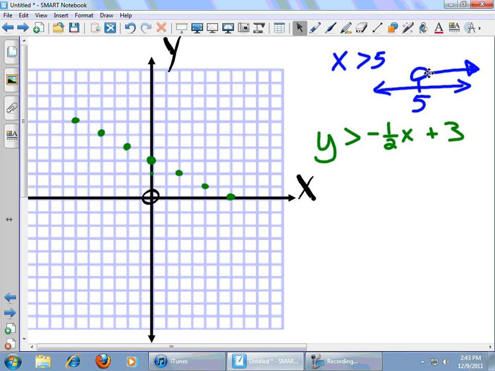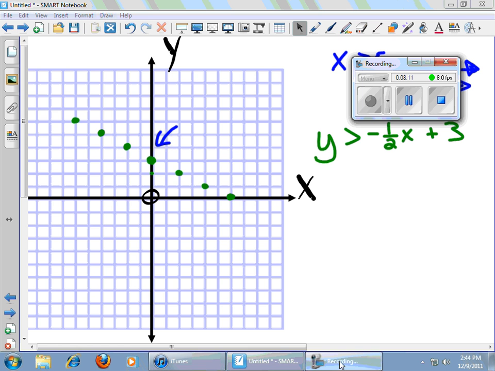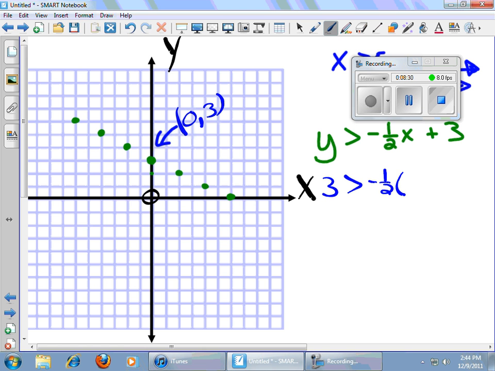Now, before I draw my line, these points form the line, but they are not a part of the solution. I can prove it. This point here is the point 0, 3. If I plug 0, 3 into the inequality, I will get a false statement. Watch. I'll put 3 for y. It's greater than negative 1/2 times 0 plus 3. If I simplify the right-hand side, I should get 3. Is 3 greater than 3?